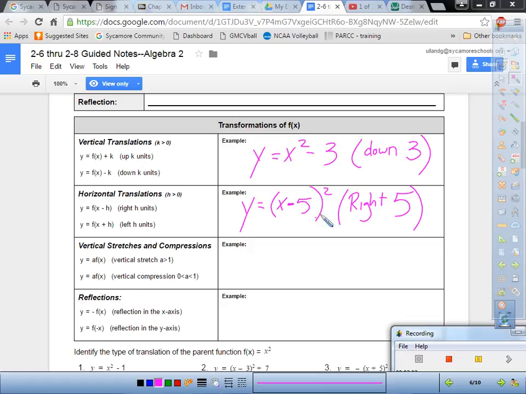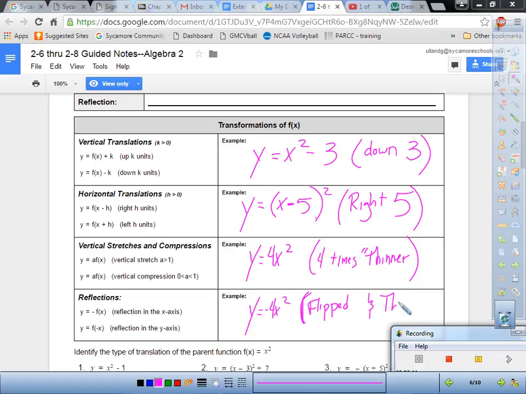An example of a vertical stretch would be y equals 4x squared. That is 4 times, and what I'll call thinner. Some people say that that's stretched vertically. Okay, and then if you had y equals negative 4x squared, this would be flipped upside down, and it's also thin. Okay?